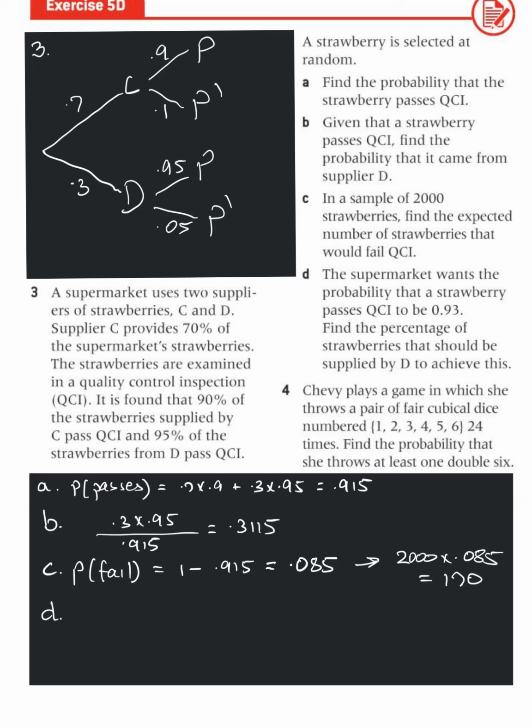And then D. The supermarket wants the probability that a strawberry passes QCI to be 0.93. Find the percentage of strawberries that should be supplied by D to achieve this. We're going to go back to this one, okay, because we're talking about the probability that something passes. And what they want us to do is to change this percentage. They want to know what that percentage would become to get this to equal 0.93. Well, if you change that, that's going to change in tandem to that. Okay, so let's have a look how we might express that.